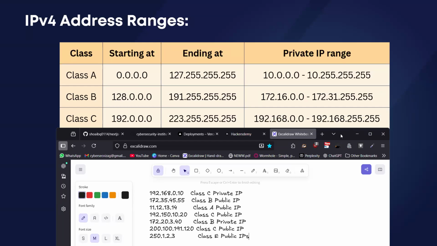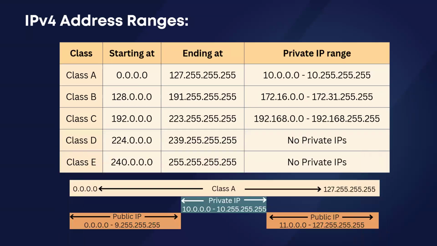But now let's talk about the relevance of classes. Why do we have 5 separate classes? Why not just one single class with some public and private IPs in it? Why do we have 5 separate classes for this? So let's talk about the relevance of classes now.